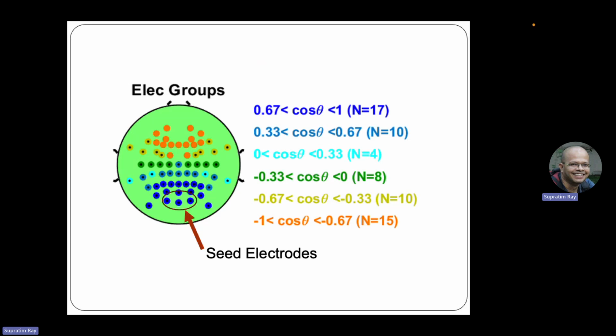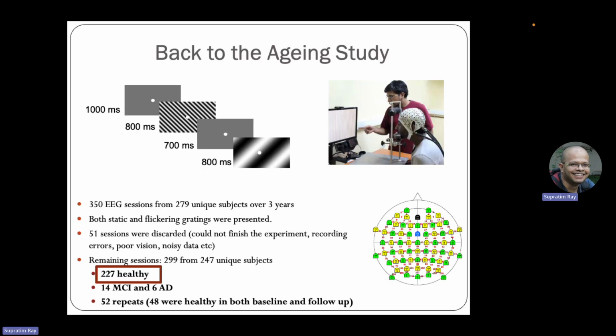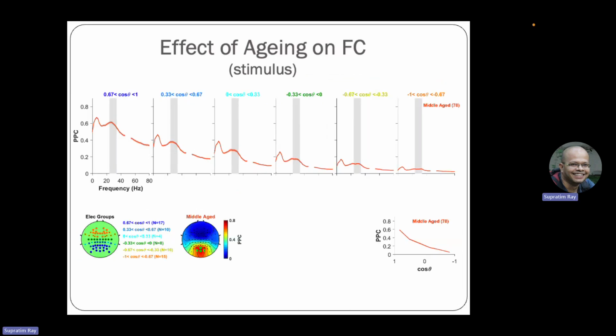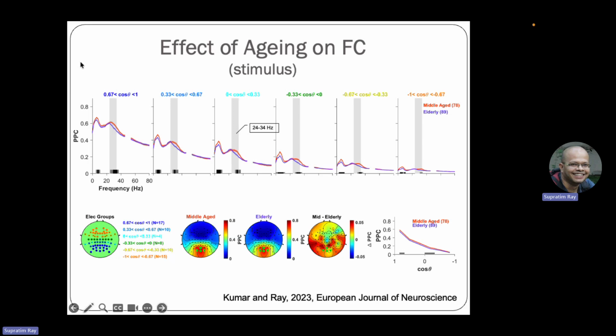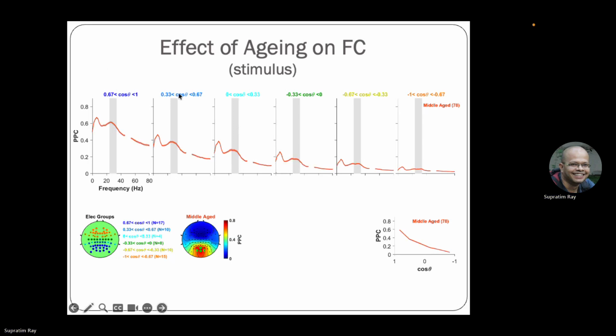So naturally, as you move farther away, you would expect the functional connectivity to be less. That is what is shown here, that as your electrode group moves away, functional connectivity falls. You also see that there is a nice bump in the alpha and this is gamma range. Question is, if you do the same for elderly people, what will you find? More connectivity or less connectivity as you grow old?